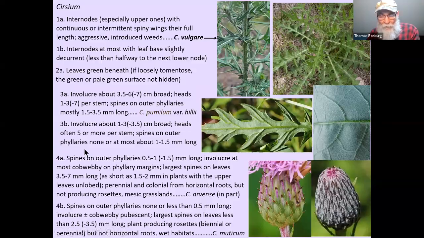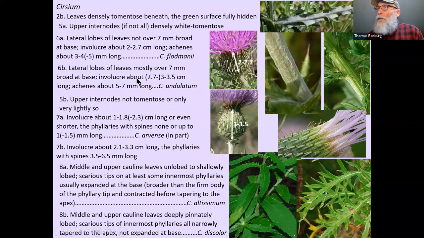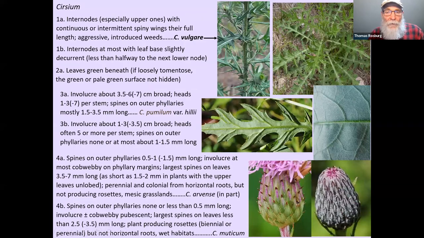Whereas in 2A, which is actually going to be on the next page here, we see leaves densely tomentose beneath, the green surface fully hidden. This leaf up here is another example of it. Those leaves, again, that have that dense tomentose hairiness, it's just like a carpet, a thick carpet of short little hairs that really do turn the bottom side of the leaf very white. You don't see really that greenness. So again, those are the two characteristics right here.